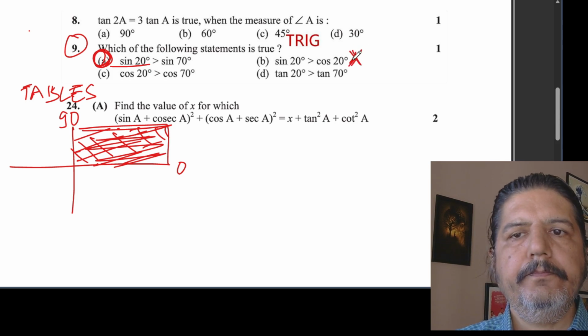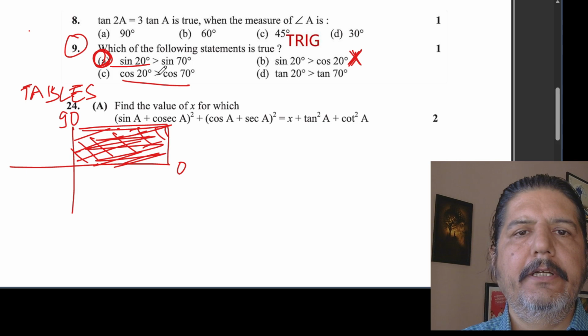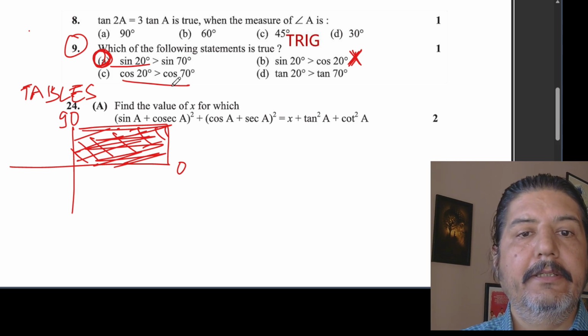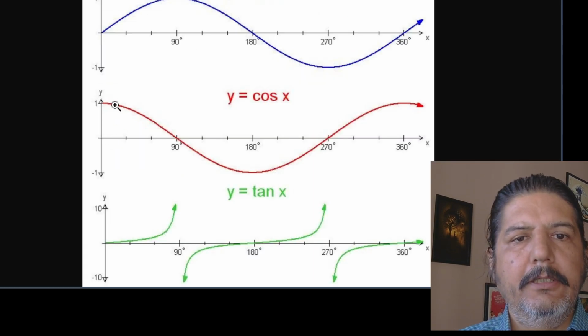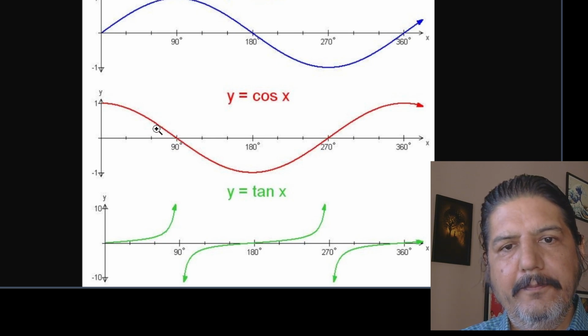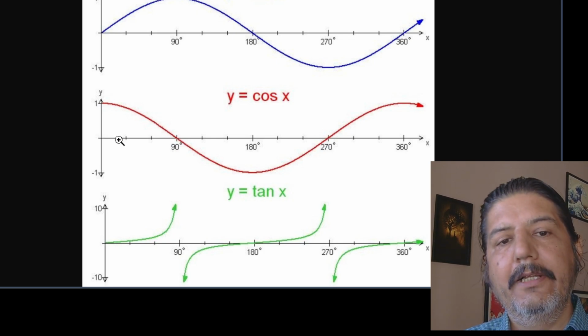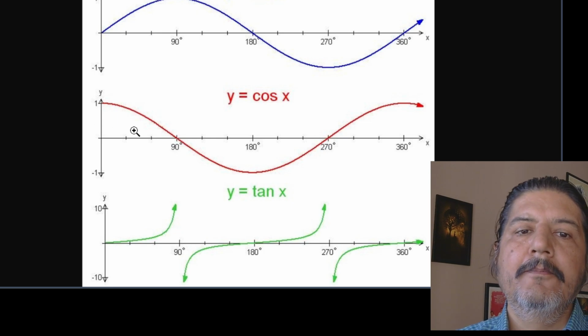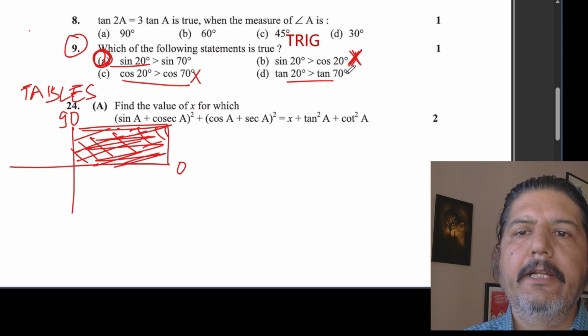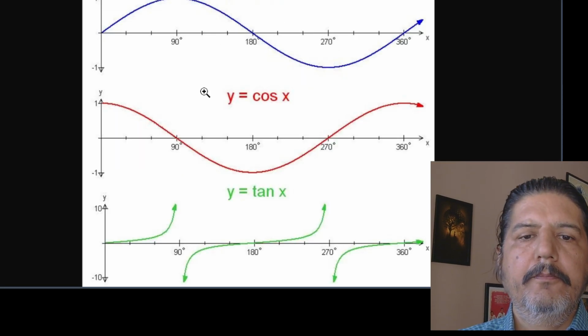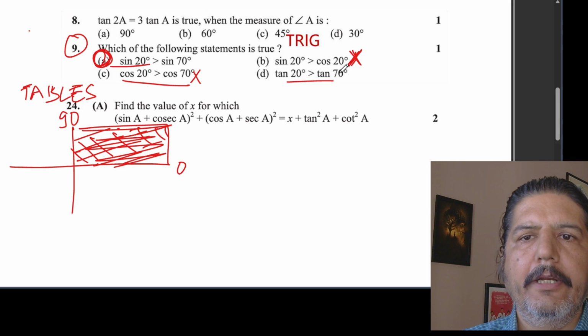If I look at cos 20 degrees and cos 70 degrees, again look at the graph and you will get the answer. Cos 20 degrees is greater than cos 70 degrees. So cos 20 degrees would be somewhere here and cos 70 degrees would be somewhere here. Cos is a decreasing function between 0 and 90. Tan 20 degrees is greater than tan 70 degrees. Again, between 0 and 90, tan is increasing. So 20 degrees would be here, 70 degrees would be here. So this would be wrong. I hope you are able to understand.